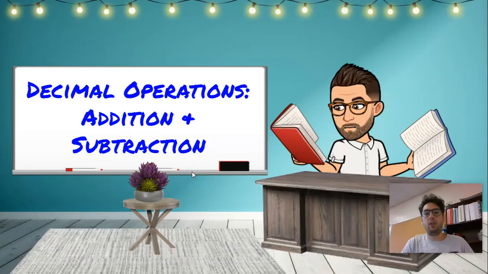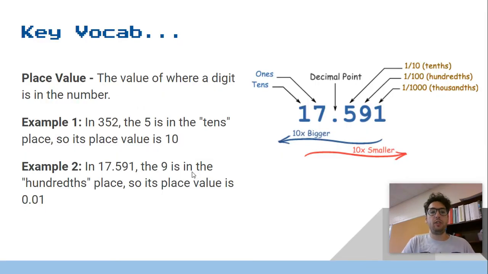All right, so today we're going to be talking about addition and subtraction of decimals. We call this decimal operations because operations are really adding, subtracting, multiplying, and dividing. So, really, just some key vocabulary to keep in mind here. And the big one is place value, and that's just how far a specific digit in a number is.